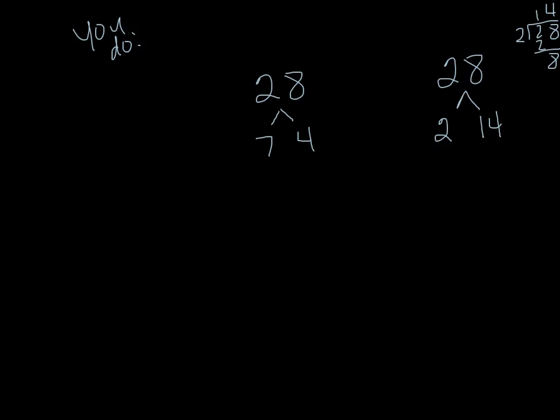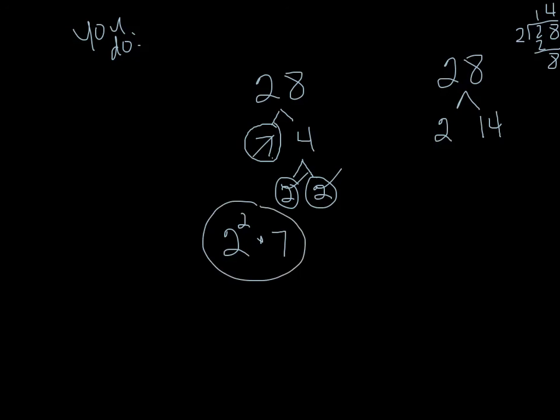If you did the 7 times 4 route, you would have seen that 7 is on that list of primes, so there's your first prime number, your first ornament. But 4 is not prime because 2 times 2 equals 4. Prime, prime. So I have 2 times itself, 1, 2 times 7, is the prime factors of 28.